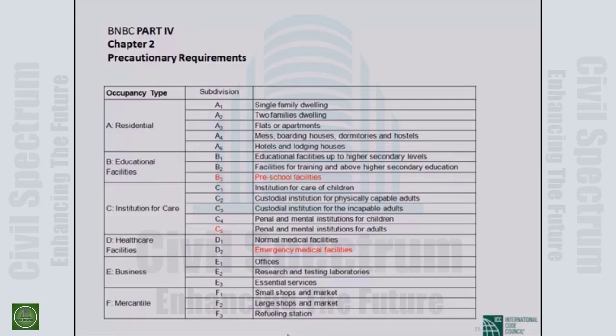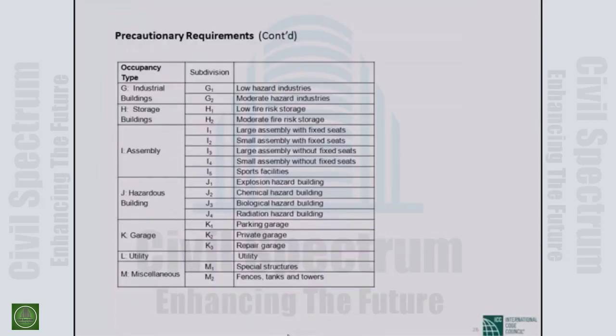Another thing I would like to explain a little bit about the BNBC now. This is G, industrial building. Here you can see G has G1 and G2. G2 is a moderate hazard building. Actually, I am talking about this area because a lot of work is going on in Bangladesh now with garments factories. As per BNBC 2006, the garments industry is classified as a moderate hazard industry, G2.